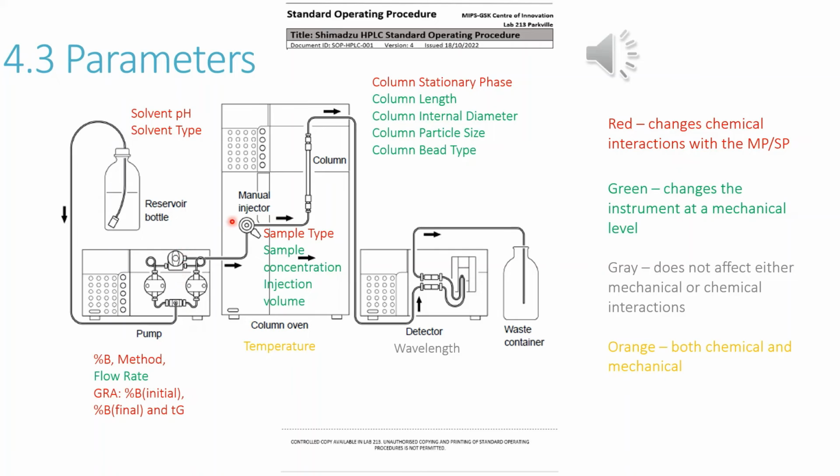For the injector system, we can change the sample type, sample concentration, and injection volume. At the column, we can change the stationary phase, the length, the internal diameter, particle size, and bead type. And at the oven, we can change the temperature, and at the detector, the wavelength. These parameters have been color-coded to represent if they affect the responses chemically or mechanically.